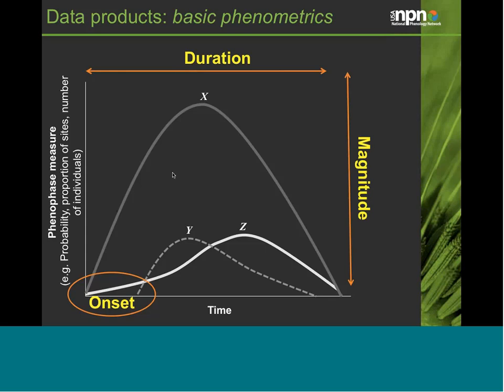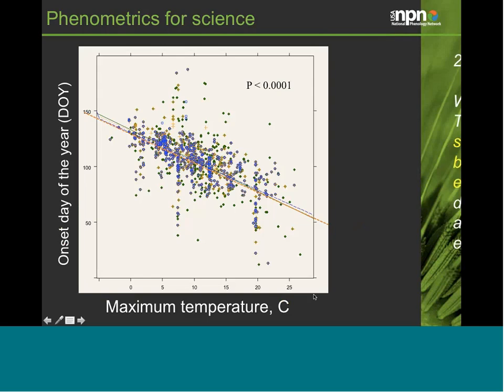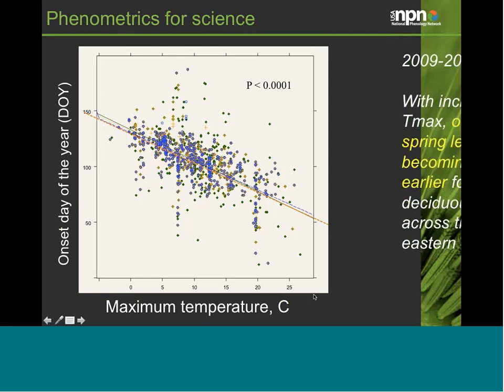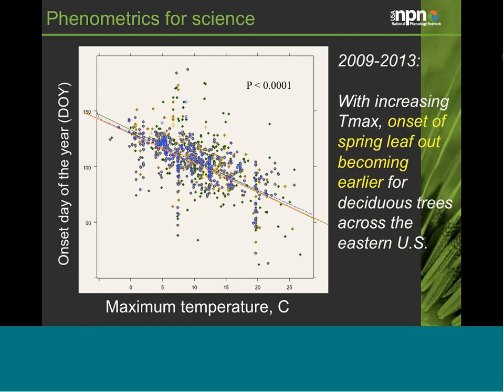So an example is a recent one that we've done is to look at the onset of leafing of eastern deciduous trees across a number of years, and look at that with maximum temperature. And we found that between 2009 and 2013, with increasing temperatures, the onset of spring leaf out is becoming earlier for these deciduous tree species across the eastern U.S. So this kind of information at the regional level and even the continental level can help frame the science, to getting a pulse of the planet, if you will.